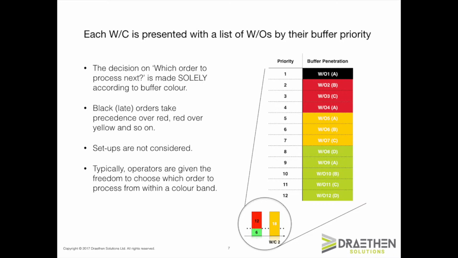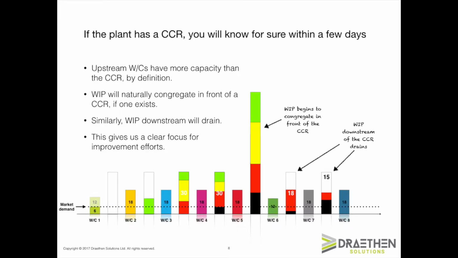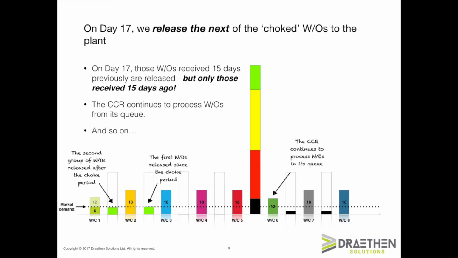I'll cover the buffer management priority system and how this guides operations on the shop floor. And I'll also show you what happens in the early stages of an implementation when we choke the release and we implement the buffer management priority system and how this affects plant performance. We'll talk about what happens when the initial choke period has completed and how we go about identifying a capacity constrained resource or a CCR.